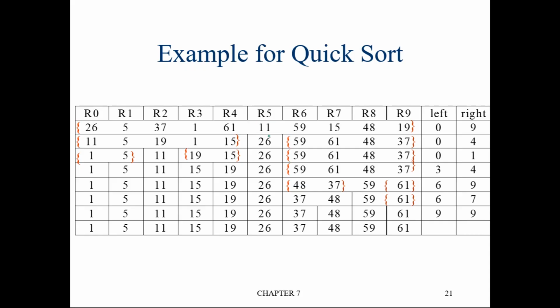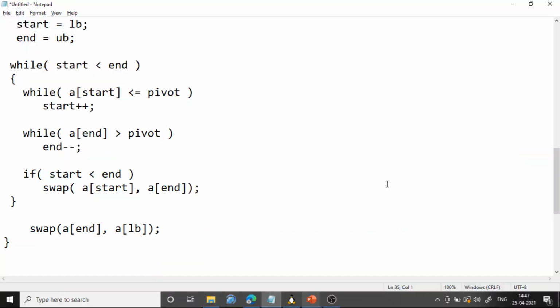Initially this 26 came at the correct position. Then we apply the logic on the left part of 26, and then on the right part of 26. Then 11 comes at the right position, so we apply the logic on the left of 11 and then on the right of 11. Similarly, 59 comes at the right position, and we apply the logic to its left and right, and so on, until each partition contains only one element. So we'll be writing one more function.